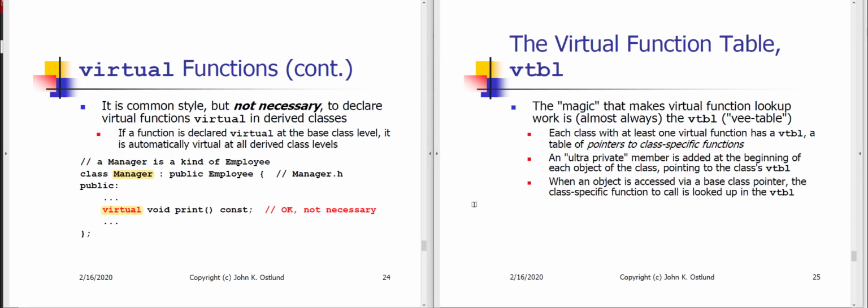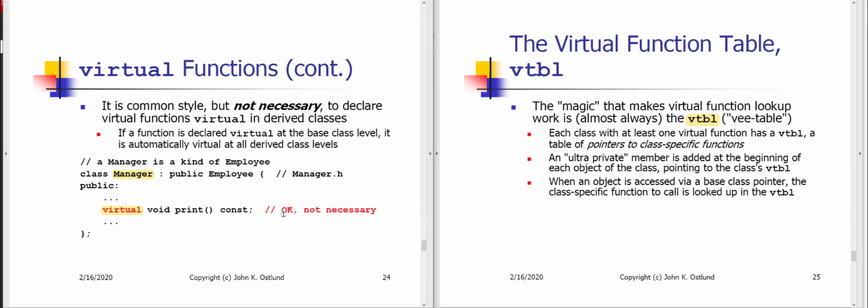Now, internally, what enables the program to look up at runtime which version of print to call is usually something called a Vtable. And I'm not going to read through all this detail on slide 25, but basically the idea of a Vtable is it provides a table of function addresses that the program can look at to figure out at runtime which of several available functions should be called.